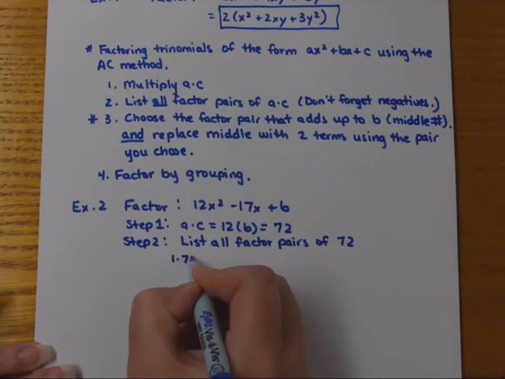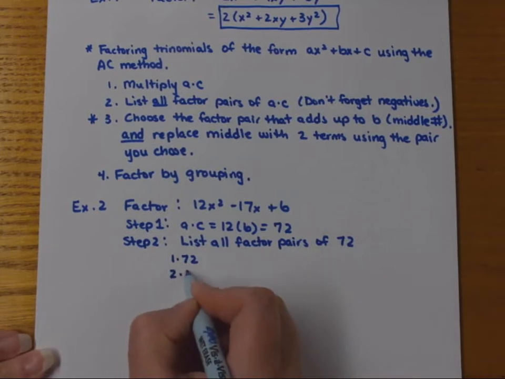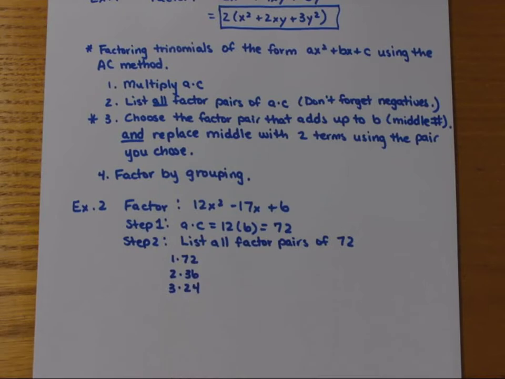So I like to start with 1. 1 goes into every number, right? So 1 times itself would always be any number we wanted. 2 goes into 72 36 times. If you need to pull out a basic calculator just to get these multiplications, you can. So 3 times 24 is 72. 4 times 18 is 72.